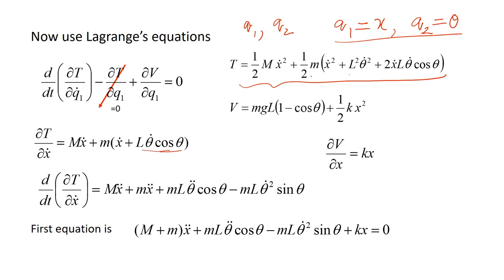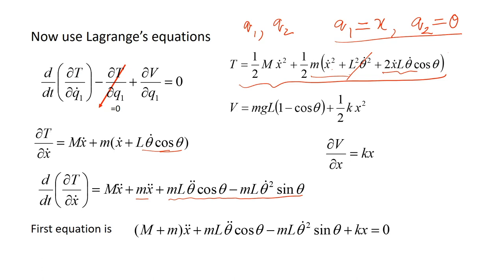How is this term coming? You can compare from here: if the kinetic energy expression is this, then if I differentiate with x dot, this quantity will be differentiated as M x double dot, after differentiating again with respect to t. But this does not contain any variable with x or x dot, so the differentiation of this will not appear here. But here you can see it is a product of x dot and theta dot, so it is differentiated in two steps and their differential quantities are written here.